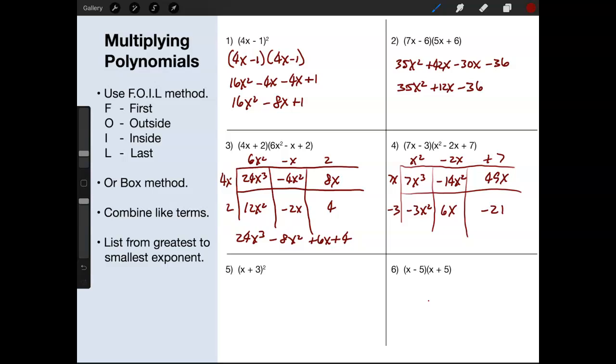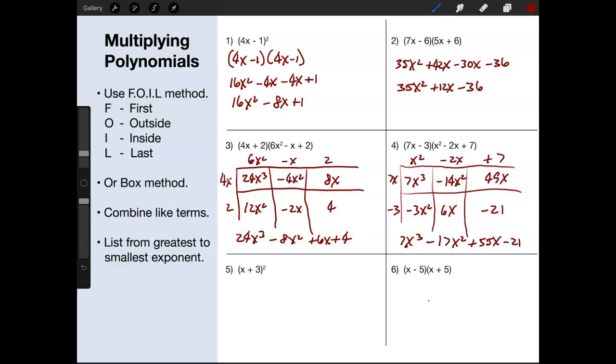We combine like terms. We have 7x cubed. Negative 3x squared minus 14x squared is negative 17x squared. 6x and 49x is plus 55x, and minus 21.